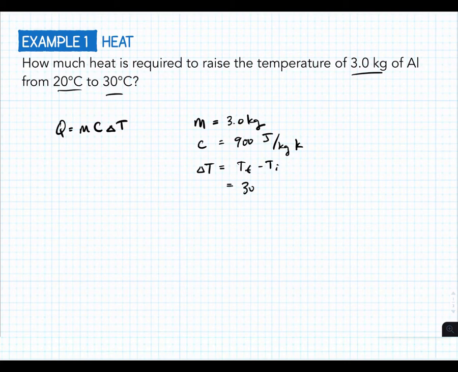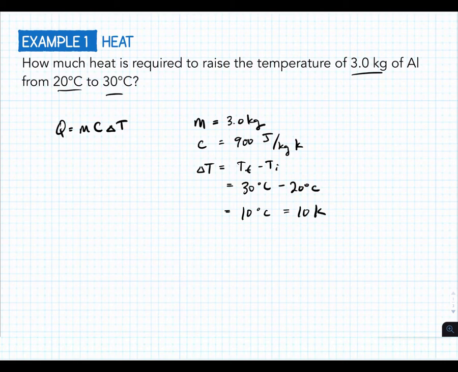It's 10. So here's the thing. Does it matter if we convert when we're subtracting? If you do 30 minus 20, you get 10 degrees. Let's say we convert this to Kelvin. That's 303 Kelvin minus 293 Kelvin. Also 10.